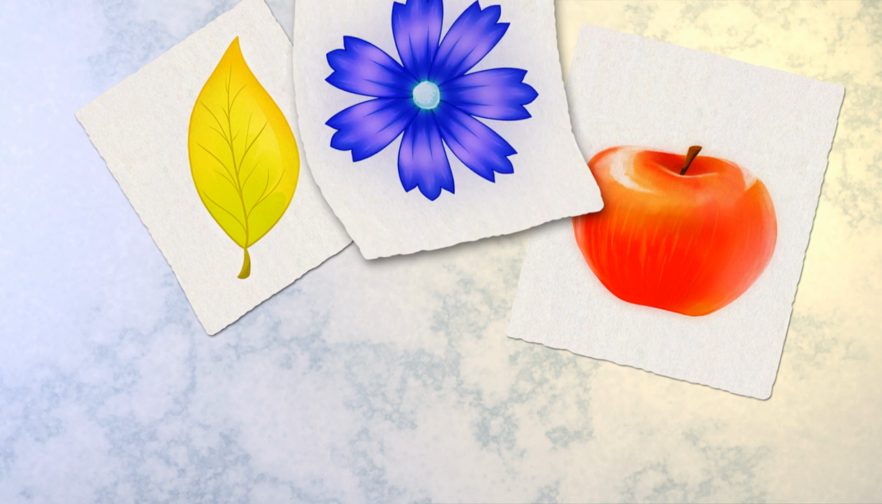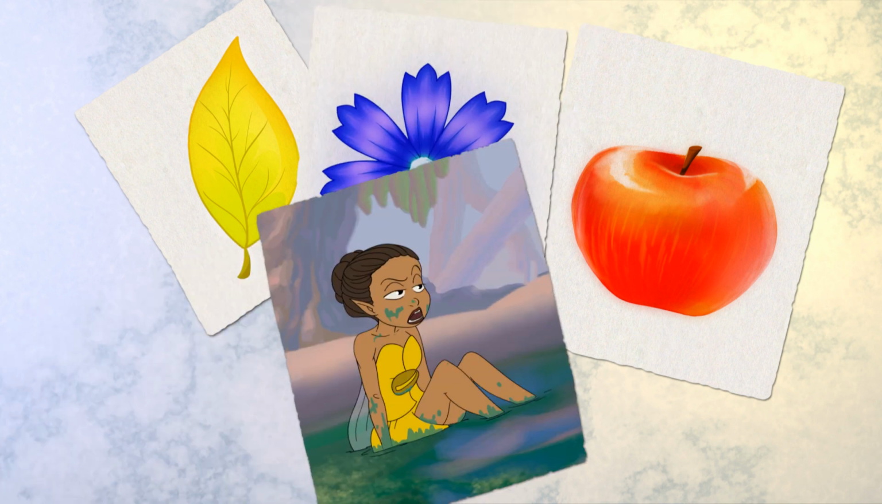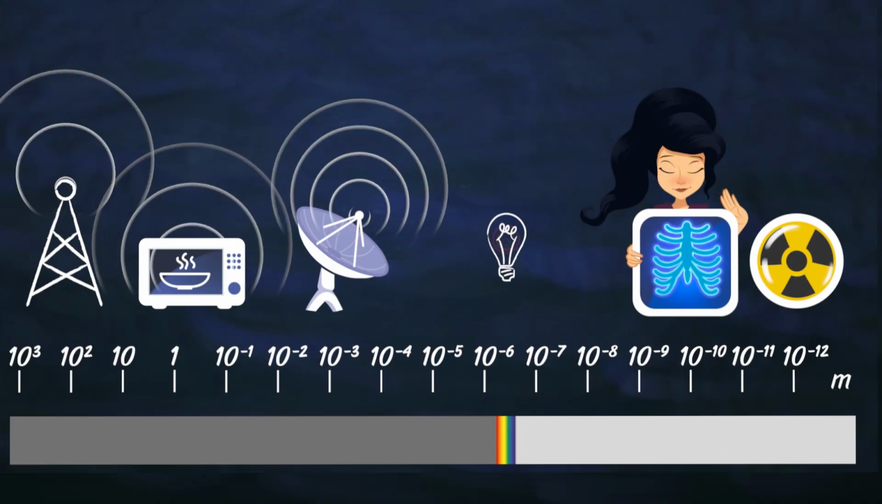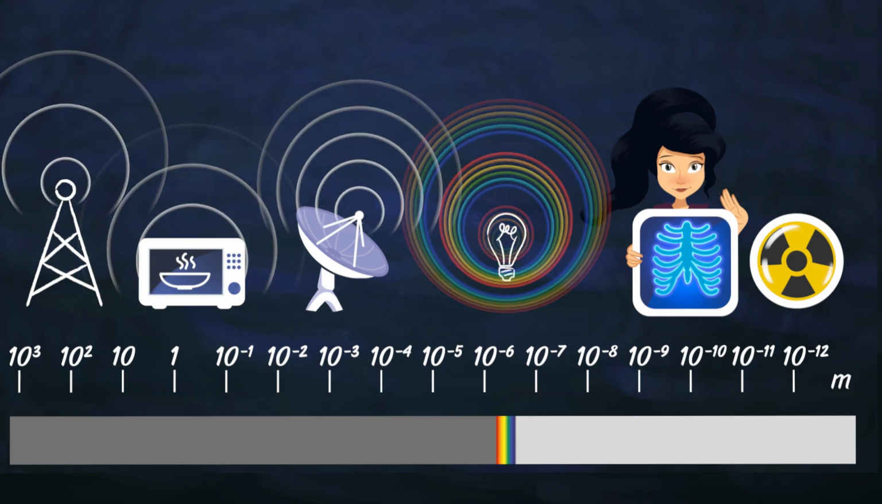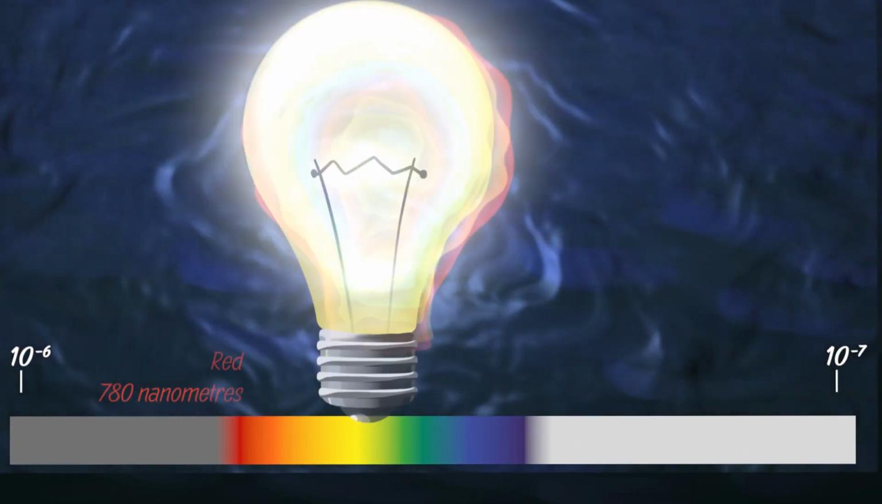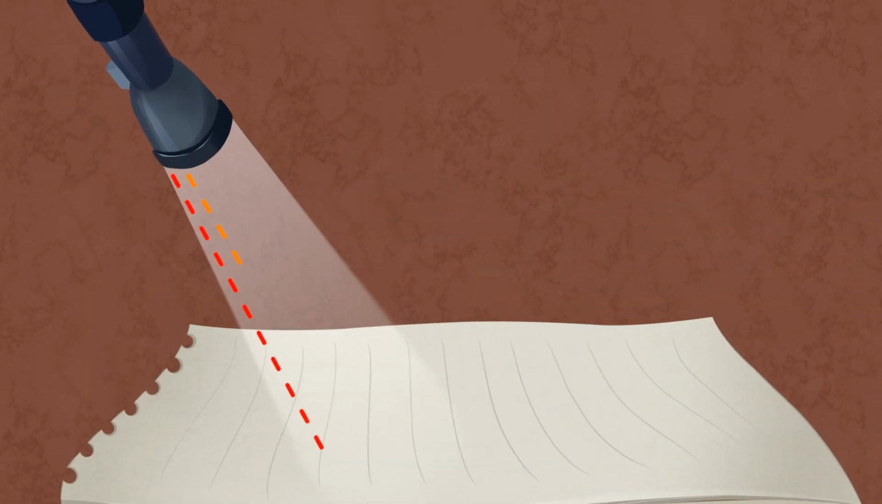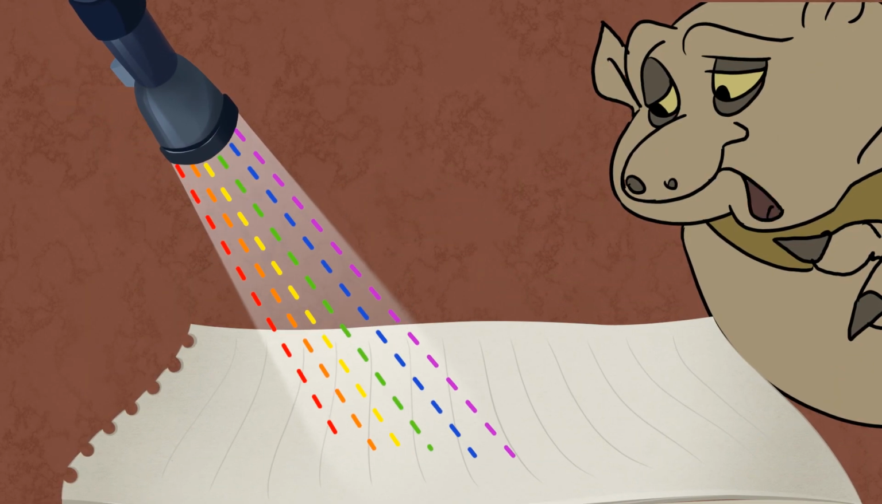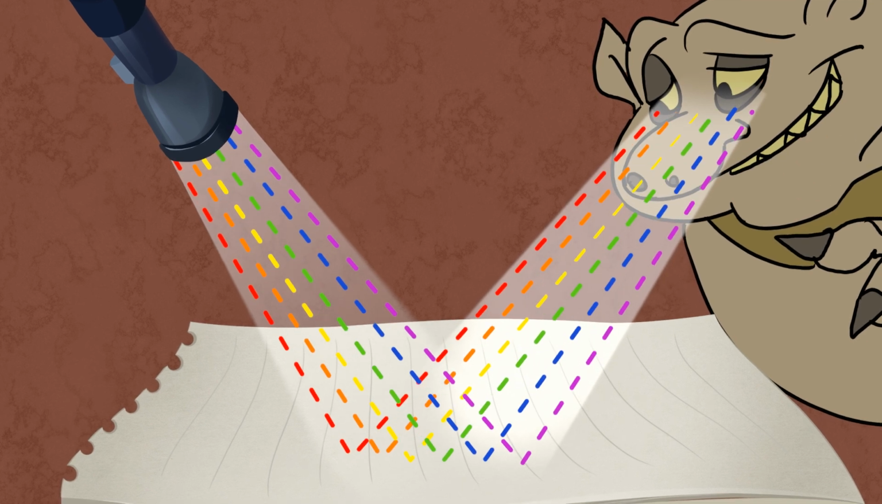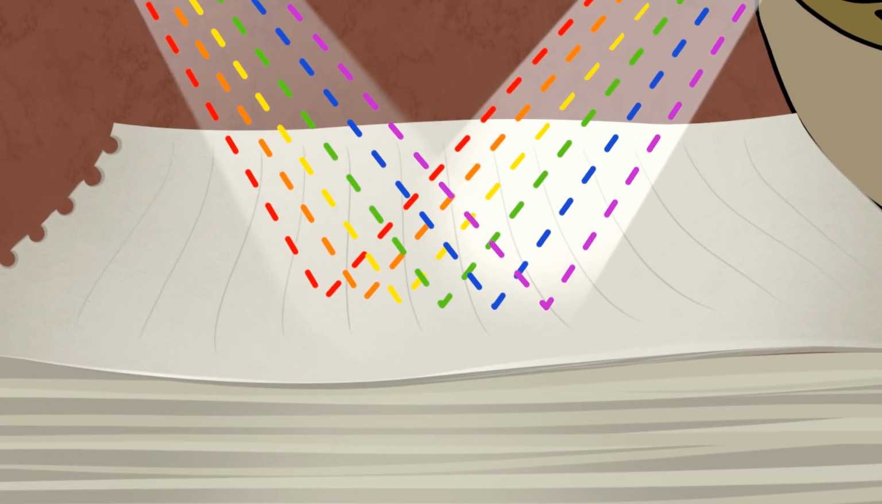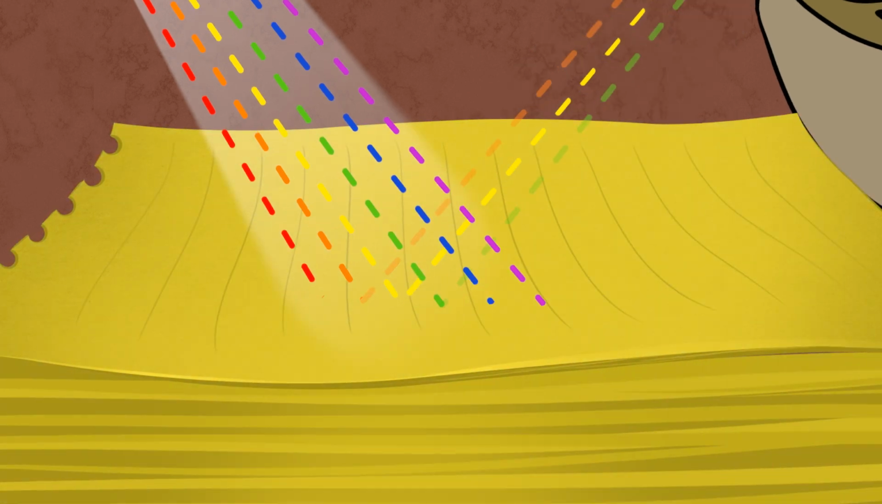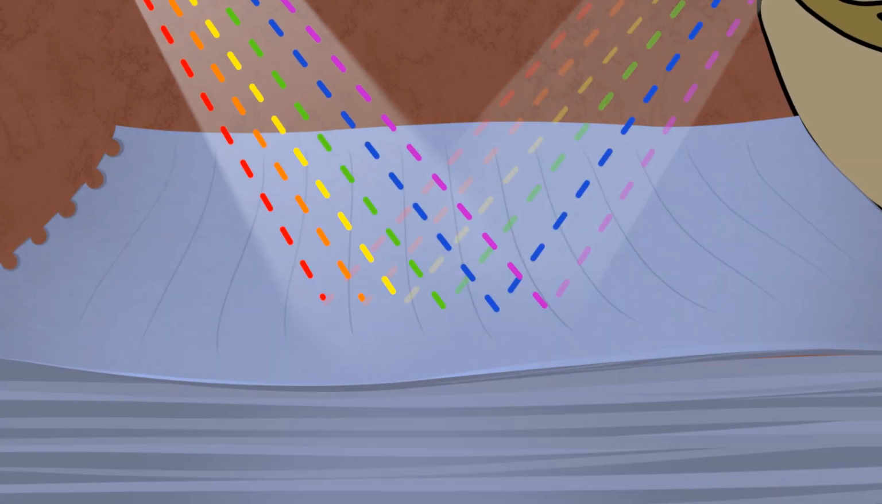Our world is colorful. But why are leaves yellow, apples red, flowers blue, and some fairies in the river green? Let's start with light. Light is a tiny part of the electromagnetic spectrum that we see. If a lamp radiates light of all visible frequencies, it appears white. The paper also appears white if it evenly reflects the light of different frequencies.